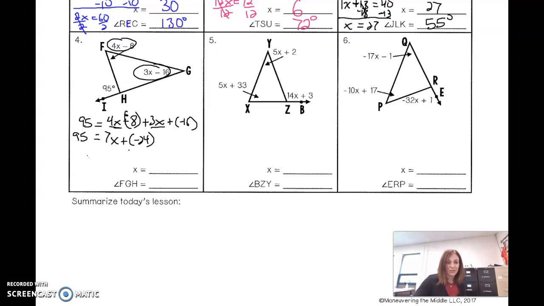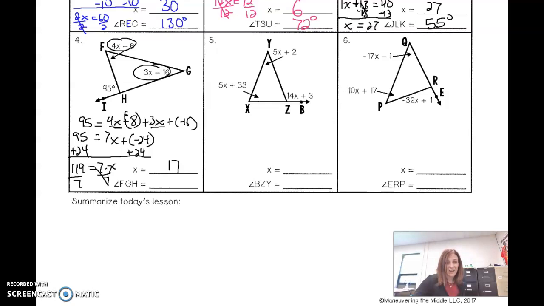So now I'm solving for x, so I have to get rid of the 24. I'm going to add 24 to each side. And I'm going to go 95 plus 24 and get 119 equals 7 times x. We're solving for x, so to get rid of the 7, I'm going to divide both sides by 7. 7 divided by 7 is 1x, which we wanted. 119 divided by 7 is 17. All right, so we were able to solve for x.